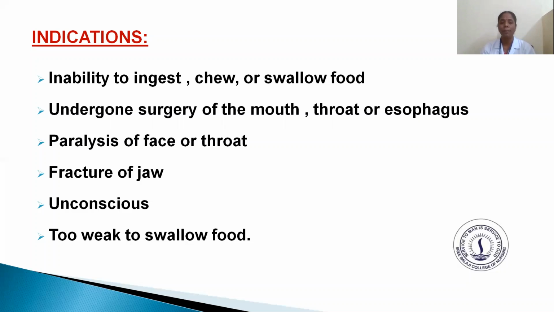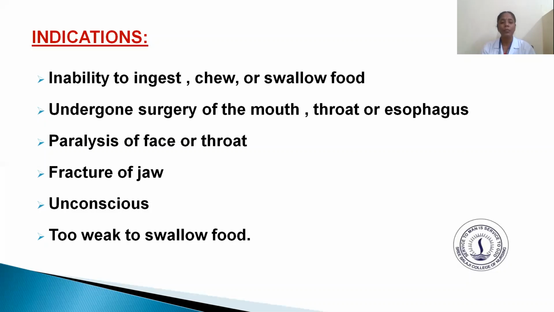Another one, fracture of jaw. What will happen with a fracture of the jaw? It is difficult to swallow, difficult to take medicine and food, so the patient suffers. You can select that patient and apply NG tube feeding. Another one is unconscious. Those patients are not conscious, so it is difficult to take the medicine as well as the food. You can administer NG tube feeding.